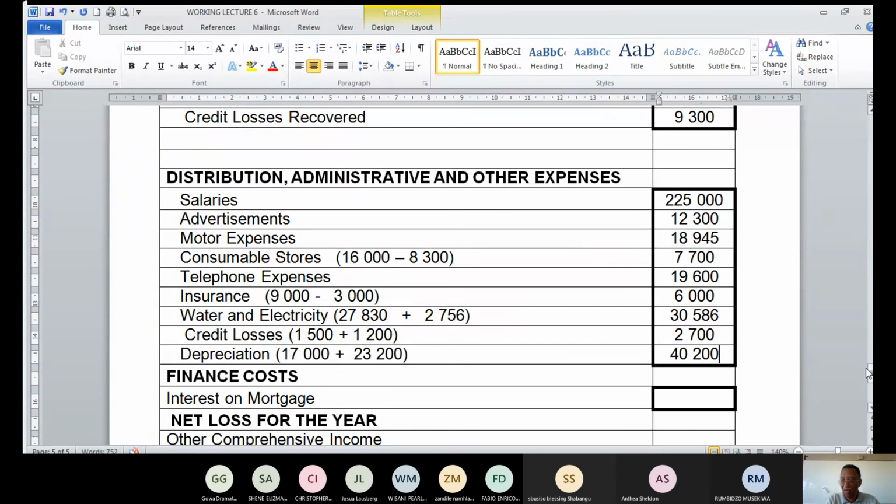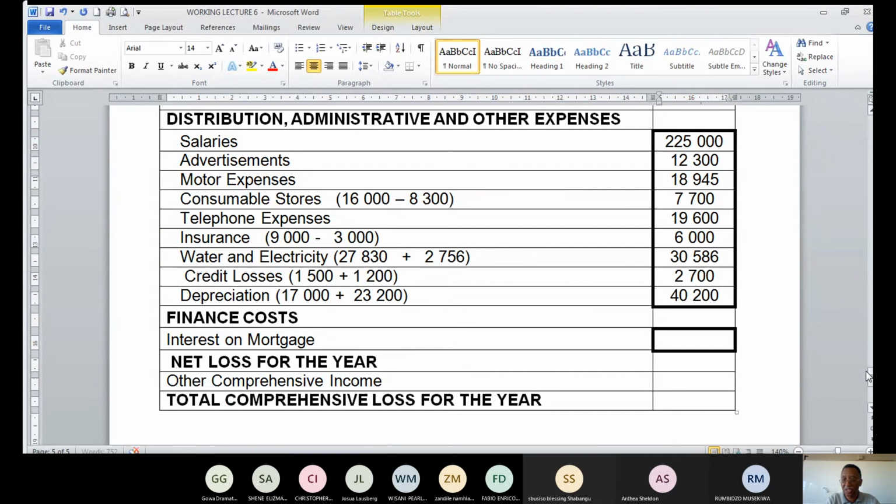That will take care of all our distribution, administrative and other expenses. You put that into one block, you add it up, and your distribution, administrative and other expenses will come down to the amount of 363,031.